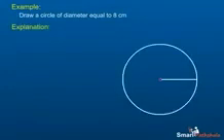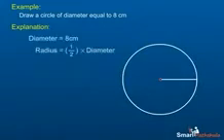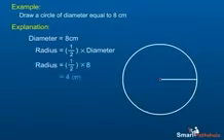Example: draw a circle of diameter equal to 8 cm. Explanation: we first find the radius of the circle. We know that the radius is half of the diameter of the circle. So, the radius is equal to half of 8 cm, which is equal to 4 cm. Now, let us draw the circle.